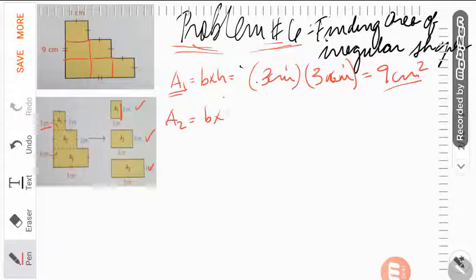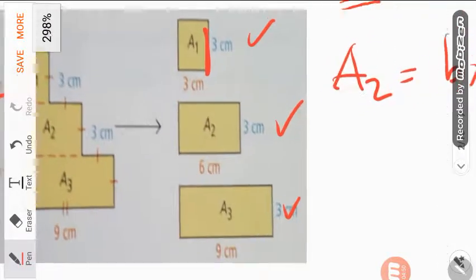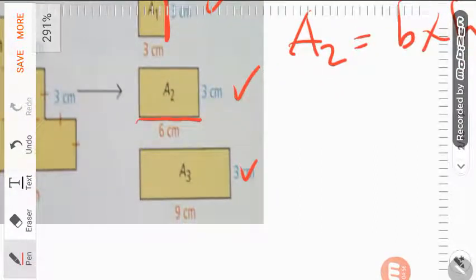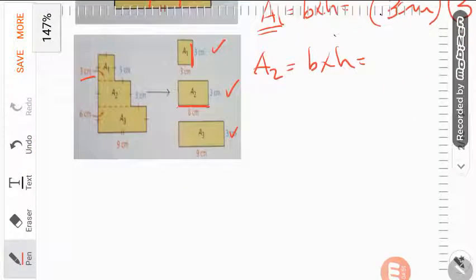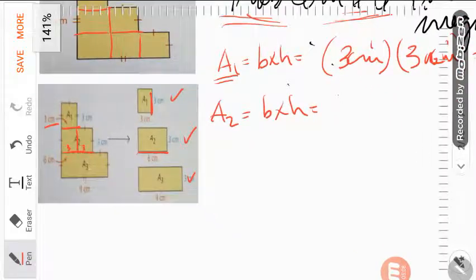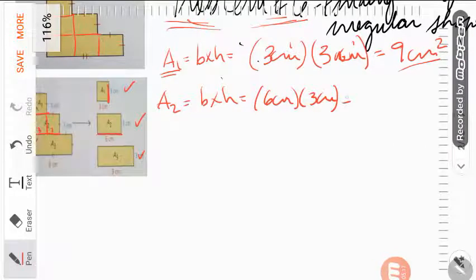For area 2, base times height. Analyzing this decomposition of the illustration, the base for this one will be 6, which makes sense because it's a combination of two squares. This one was 1 here, and we have 2, so 3 plus 3 makes 6. So the base for area 2 will be 6 centimeters times the height, which is the same, 3 centimeters. 3 times 6 is 18, and 1 dimension times 1 dimension makes 2 dimensions. So for area 2, we have 18 square centimeters.